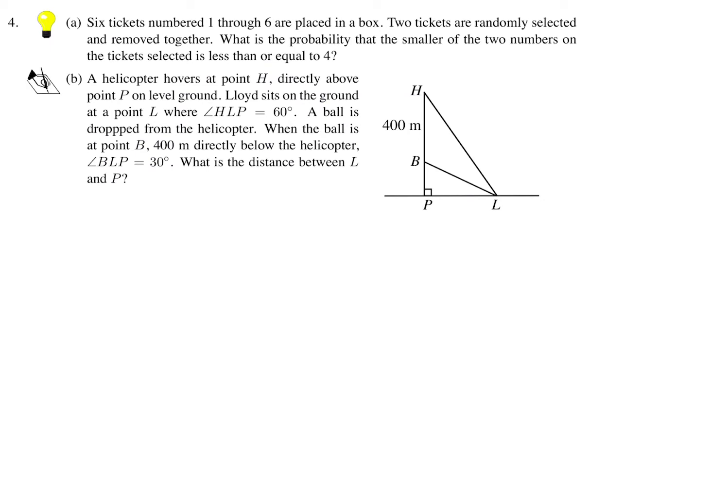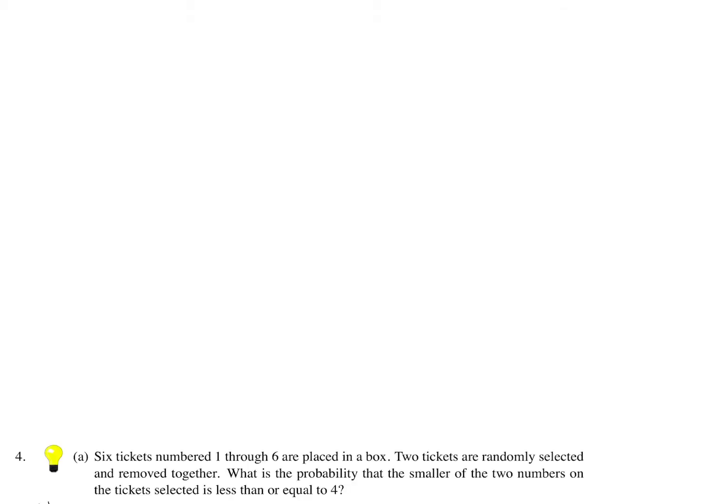Six tickets numbered 1 through 6 are placed in a box. 2 tickets are randomly selected and removed together. What is the probability that the smaller of the 2 numbers on the tickets selected is less than or equal to 4? So our tickets are either 1, 2, 3, 4, 5, or 6 in terms of the number that is on the ticket. And we have to select 2.